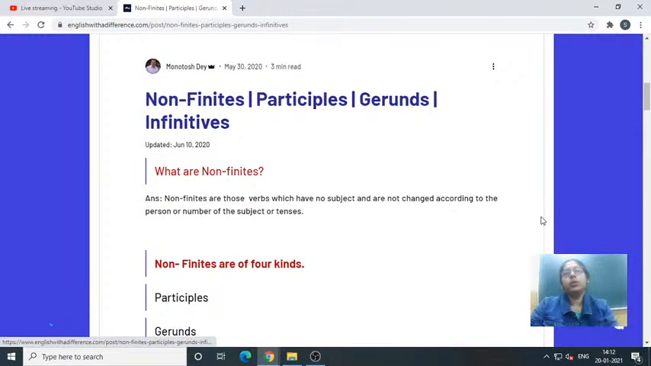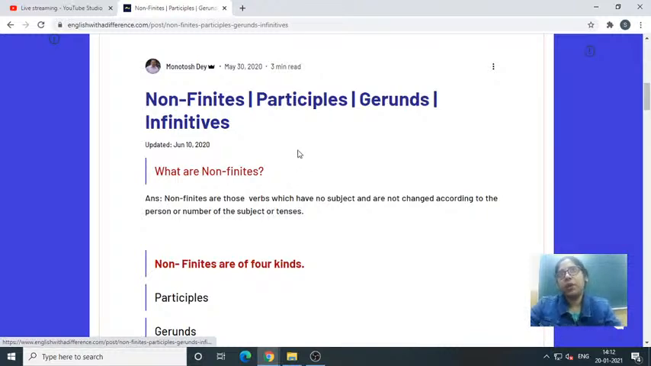Okay, so my dear children, if you go to our website English with a Difference, you need hardly 3 minutes to read and you can know more about this. So let me discuss this in detail today, so that while identifying you shouldn't make any kind of mistakes. So non-finites, participles, gerunds, infinitives, all these things I am going to discuss with you today.